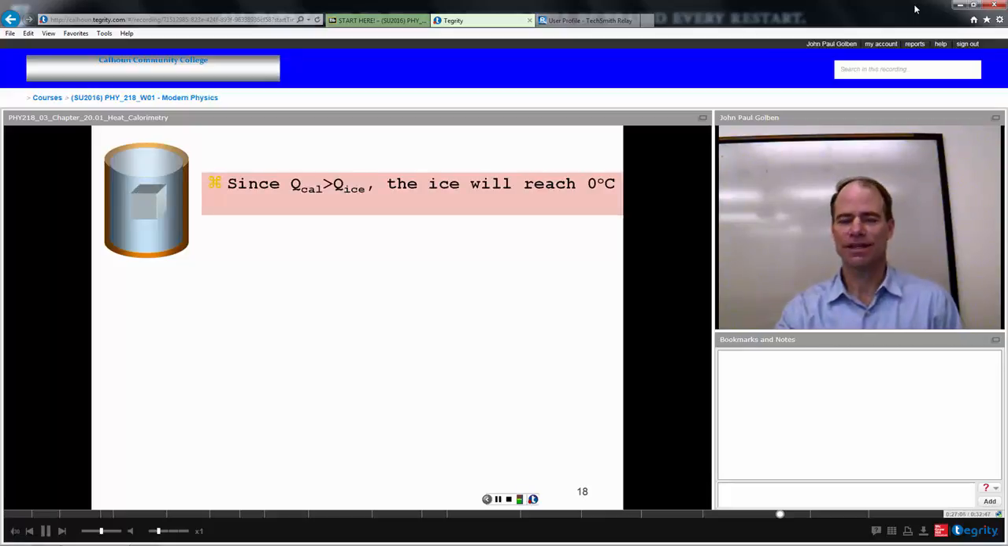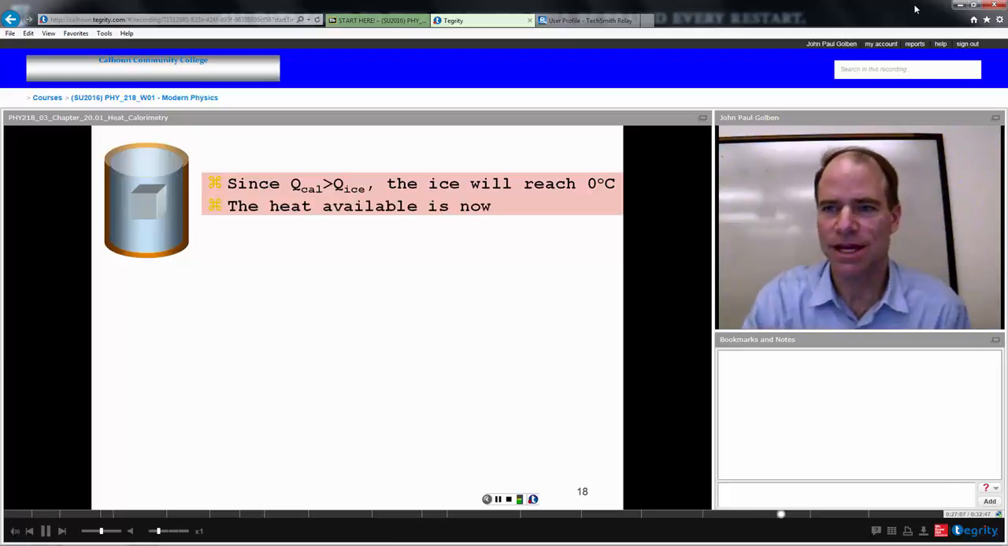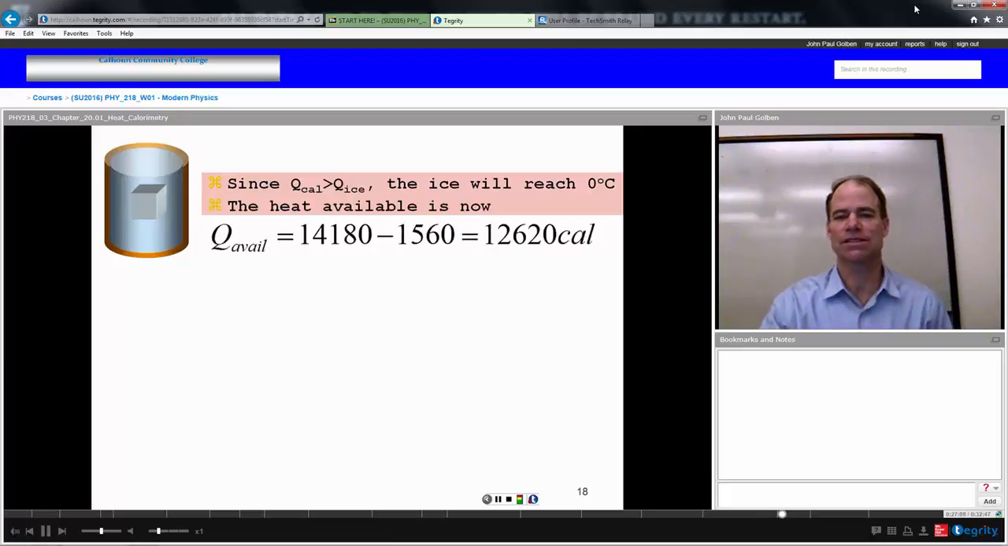This is plenty to warm up the ice, because the ice only needed 1,560. So we're going to heat up the ice, and that's going to get all the way up to 0 degrees Celsius. That will take 1,560 calories, and what we have left after we take that away from the warmth that was available is going to be 12,620 calories left.